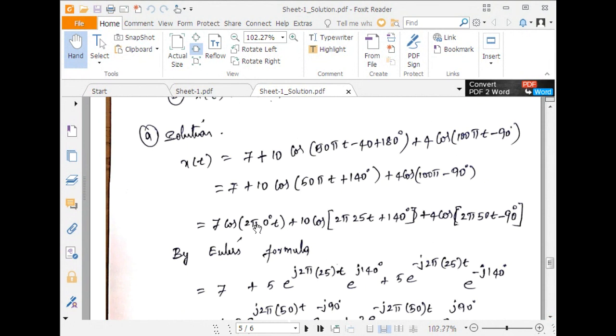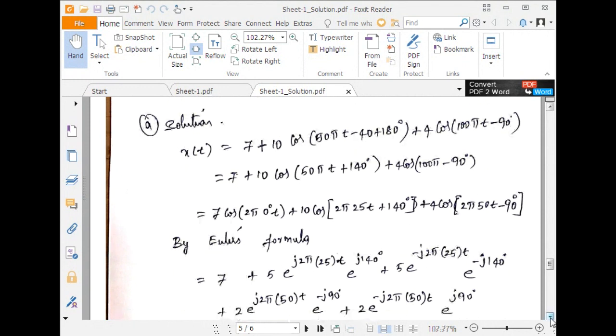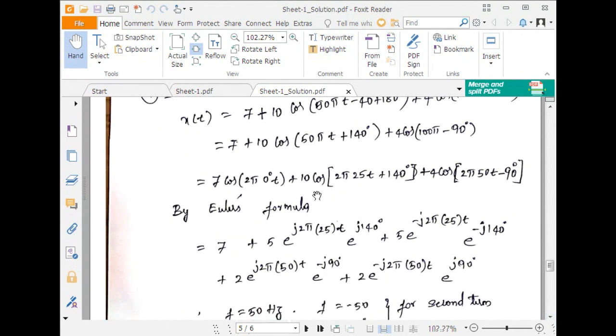Now, what is the frequency in place of 7? Can I write cos 2 pi 0 degrees? Why? Because cos 0 is 1. Then coming to the next term, 10 cos. To get the frequency, I have to divide by 2, so 50 becomes 25.